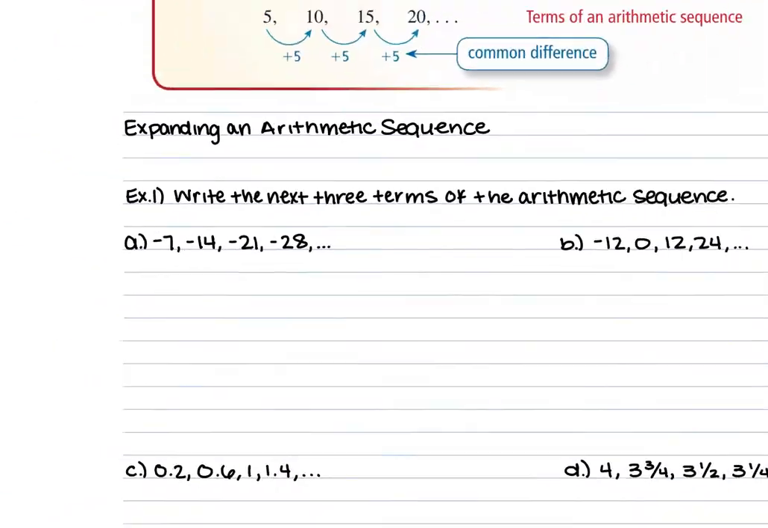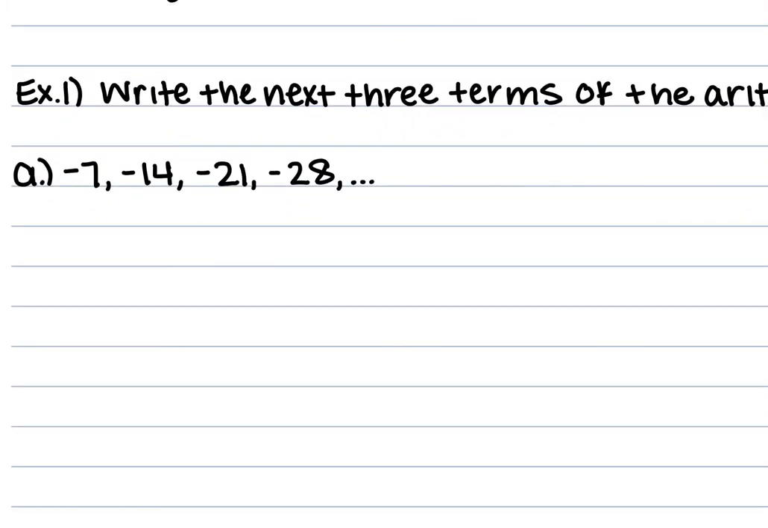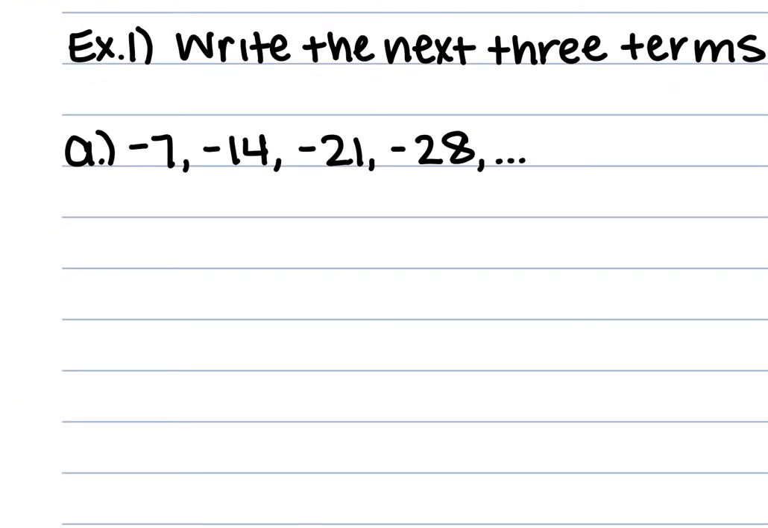Example 1. It says, write the next 3 terms of the arithmetic sequence. But we're also going to write our a sub n formula so we could find any term that we wanted. Nick, what's up? Are you going to answer it? Okay, first things first. Find the pattern. Nick, what's the pattern here? Excellent. So we're going to put -7 between each of the terms.